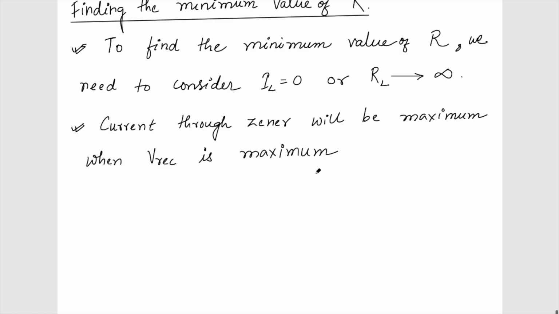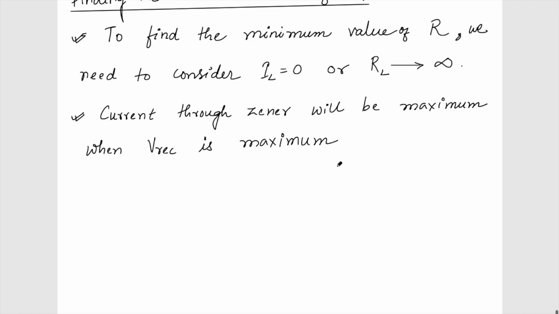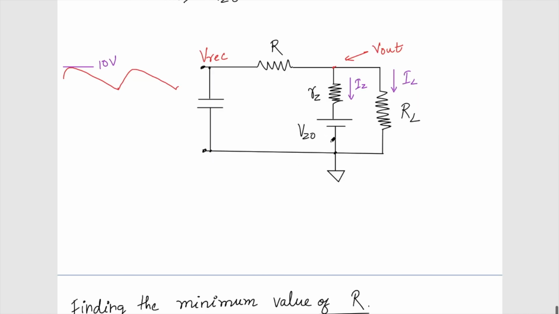Now suppose there is no load current, Vrect is at its maximum value, and IZ has gone to the maximum value. So the Vout also will become maximum. The Vout is basically the VZ itself, Vout is nothing but VZ only. So we also have to find the maximum voltage corresponding to this maximum current.